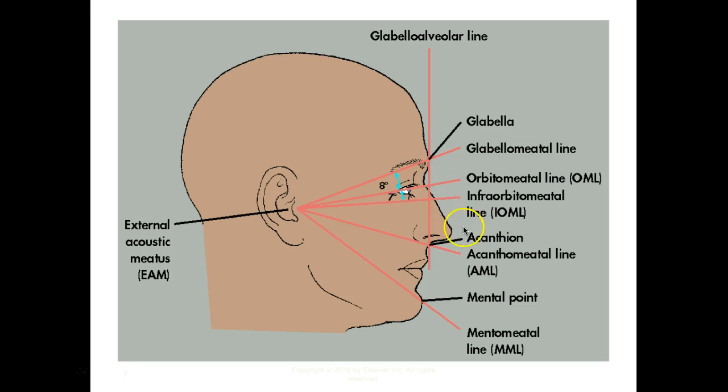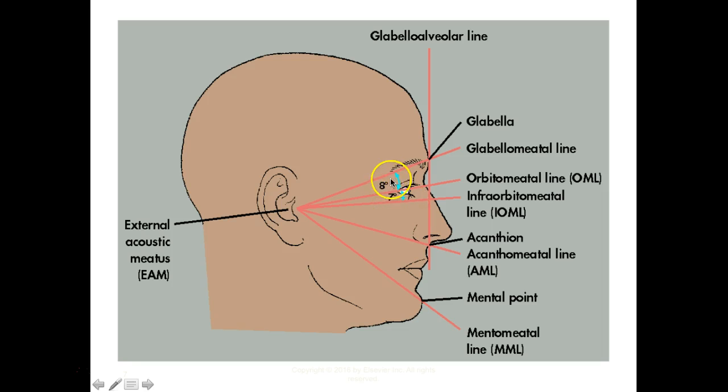I know all these acronyms, hang in there, you're going to get the lingo down. So here is your EAM, so external acoustic meatus. So with your external acoustic meatus, we're going to your glabellomeatal line, so your GML, so right here. Then we have your orbitomeatal line, and you can see here it goes to your outer canthus, and you can see it's about 7 or 8 degrees, and then 7 degrees to your infraorbitomeatal line. So here's your IOML just below that.